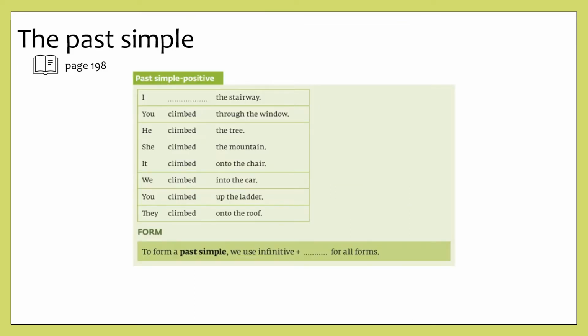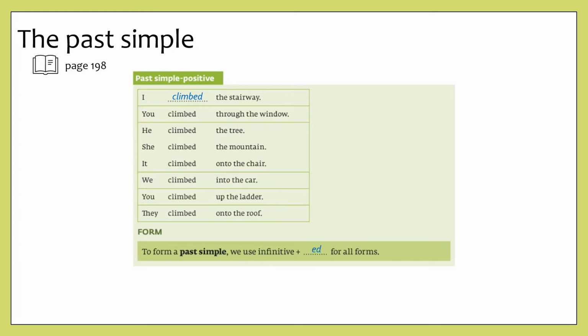Let's have a look. After you highlighted all these verbs in the text in exercise 7, you've noticed that past simple verbs are formed by combining your infinitive with ed. So, I climbed the stairway, and it is used for all the other forms as well. Singular, plural are all the same form. To form a past simple, as you can write down there, we use the infinitive plus ed for all forms.